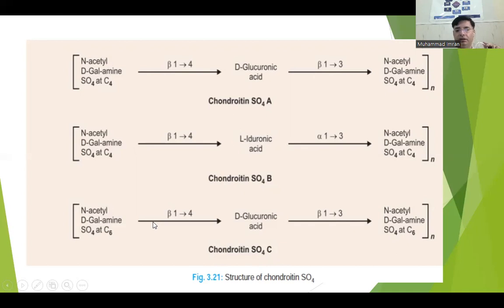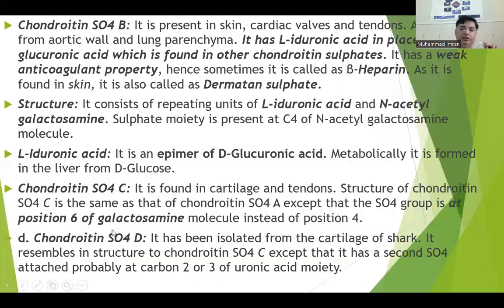Then we have chondroitin sulfate type C. Type C also contains beta 1,4, beta 1,3 glycosidic linkage. But the sulfate group in N-acetylgalactosamine is present at carbon number 6. In type A, it is present at 4. In type C, at carbon number 6. Type B is present in skin, cardiac valves, and tendons. Structure I have already told you. Type C has a sulfate group at carbon number 6.